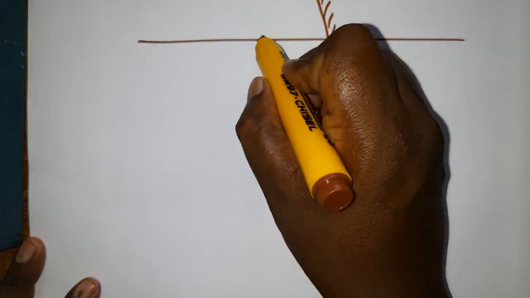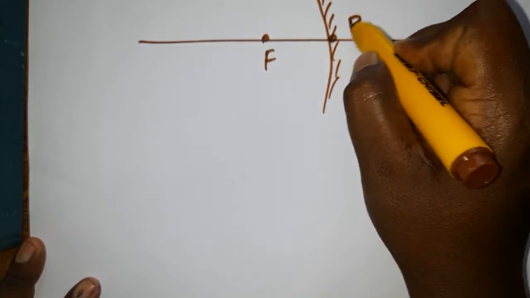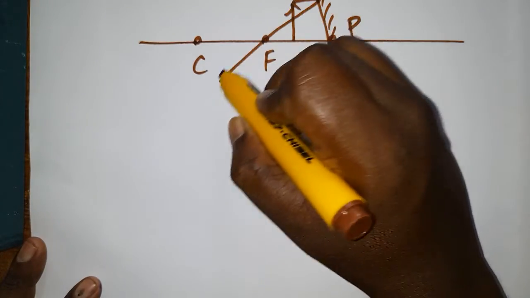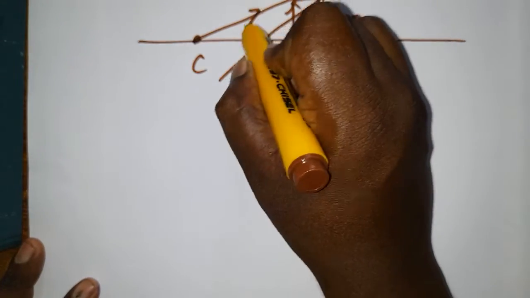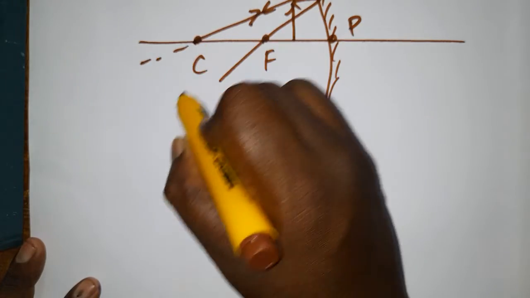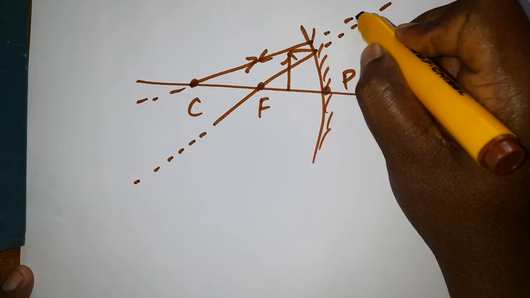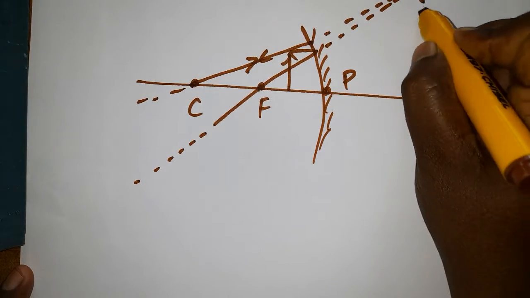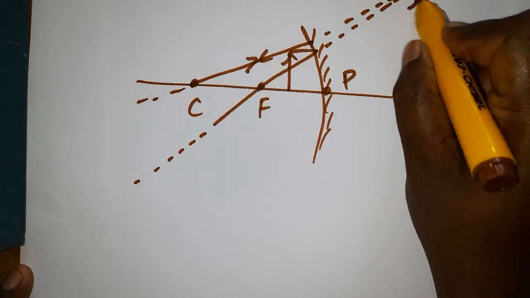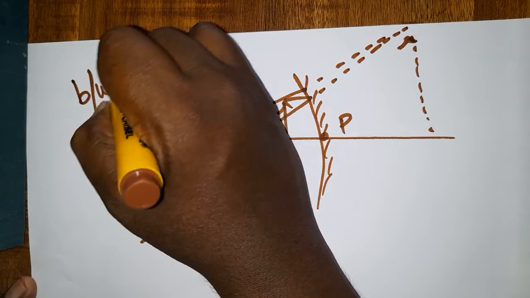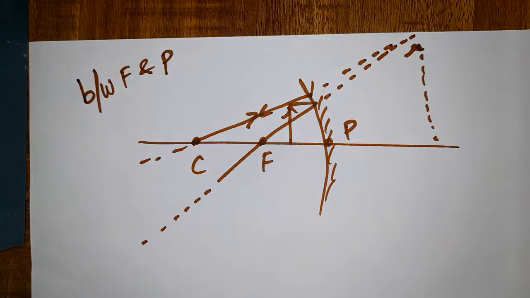It is called principal focus F, pole P, and center of curvature C. I placed the object here. The parallel ray will go through the focus, and the center ray will be reflected along the same path. It is going to create a diverging ray. A diverging ray always appears to converge at the backside. An upright, virtual, erect image will be created when the object is placed between F and P.